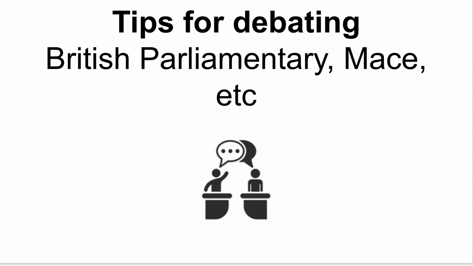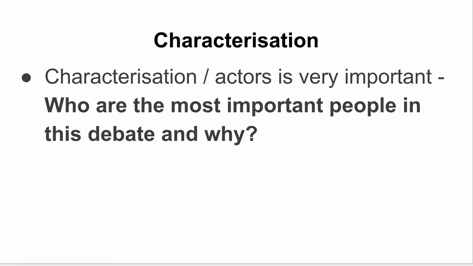So the first thing to think about when you find out the motion and you've got time to come up with your points, whether it's 15 minutes, 10 minutes, or if it's an advanced motion and you've got a bit of time to think about it, is characterization. What this means is you've got to think about who are the most important people in this debate and why. So, for example, if the motion is this house would ban people with criminal records from holding political positions, you've got to think, who is that going to affect? Who are the most important actors in this debate?